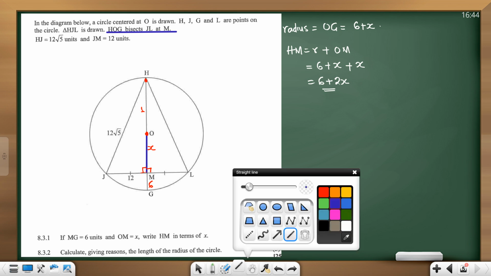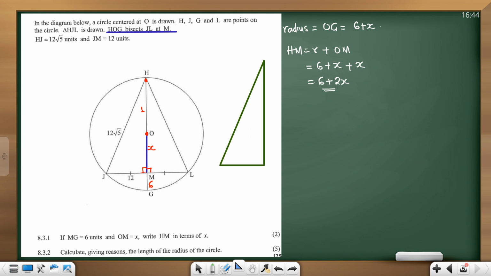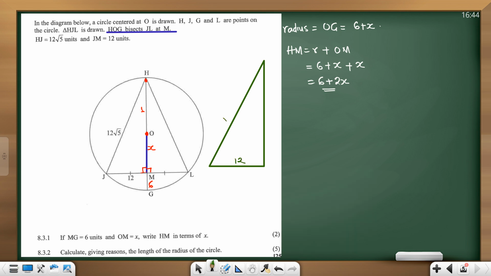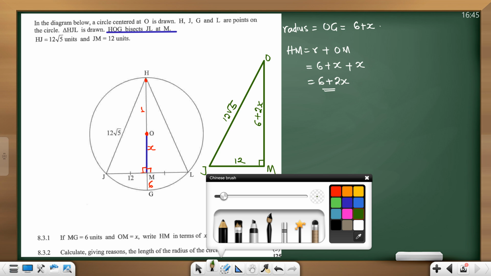Don't even panic here, guys. Once you see Theorem 1, don't even make noise. And Theorem 1 goes with Pythagoras. Look, I don't know if you can see that triangle. And what is this? 12 root 5. And what is this? 6 plus 2x. This is OMJ. Because all I need to do is to get my value of x. Does that make sense? Let me know if that makes sense.